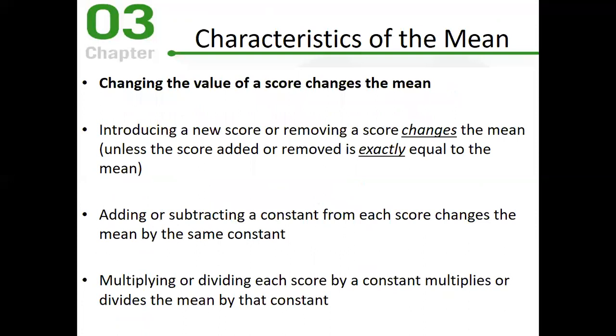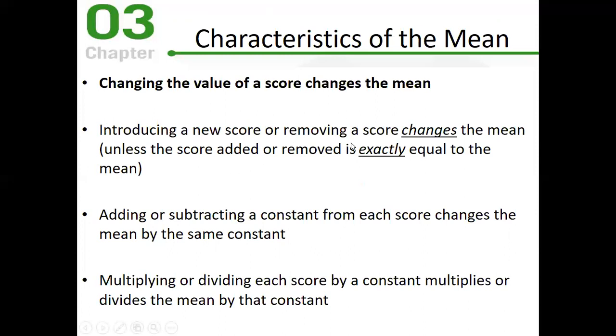What are some characteristics of the mean? Key takeaway point: the mean is sensitive to changes in the data. Changing the value of a score usually changes the mean. The mean is extremely susceptible to outliers, extreme values in the data. The mean is susceptible to skewed data. Positive and negative skews pull the mean in that direction or the other.